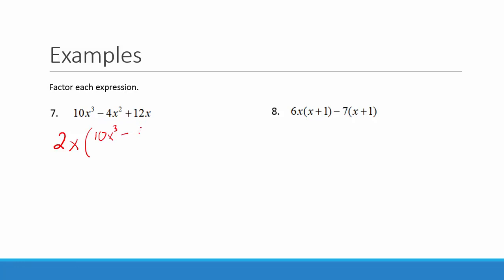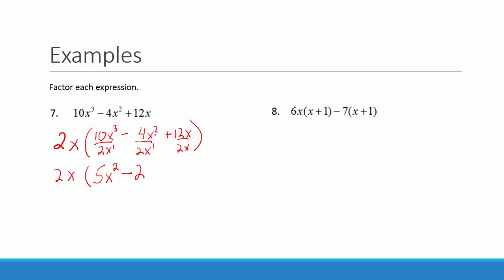Then we will write our polynomial in the parentheses and divide it by the greatest common factor that we have factored out in front of the parentheses. And then we will simplify what's in the parentheses. Our coefficient is 10 divided by 2, which is 5. Notice when we have this x, the power on it is a 1. So we are going to subtract the top exponent 3 minus 1 and get 2. 4 divided by 2 is equal to 2.